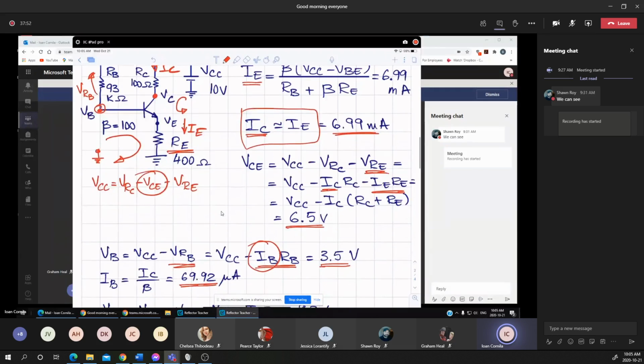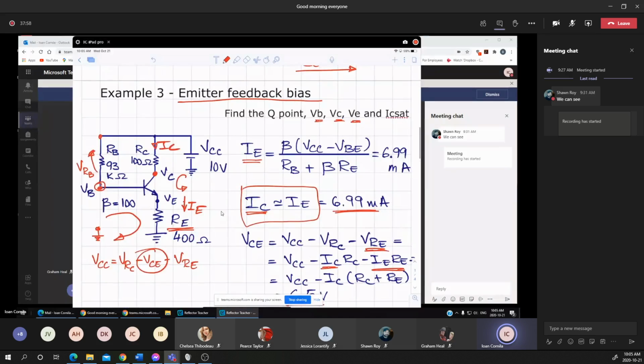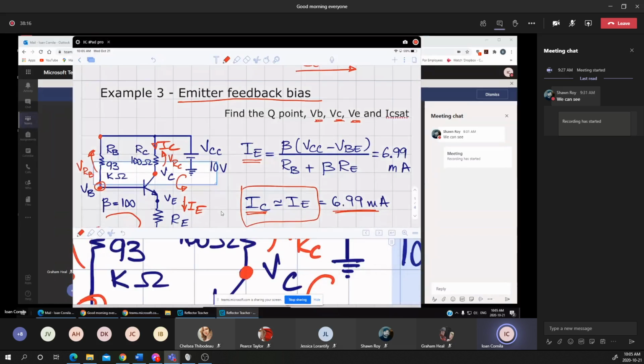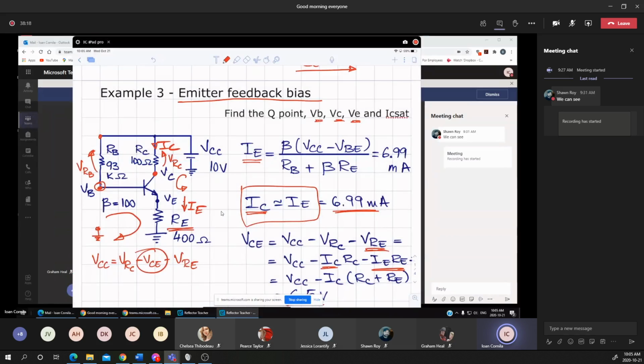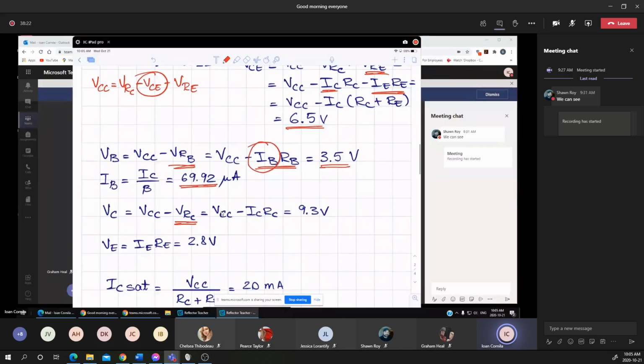Pay attention in these calculations. That's the VCC minus the VRC. Now, if I'm looking at this output loop, that's the VCC minus the drop voltage across the RC. That's the voltage across RC, which will define the VC as the collector voltage, or the collector potential with respect to ground. Okay, and the other one is the VE.